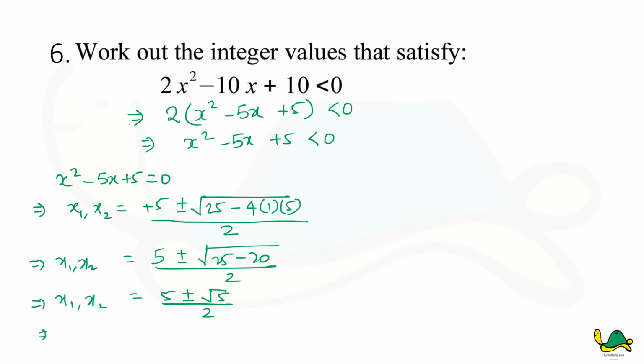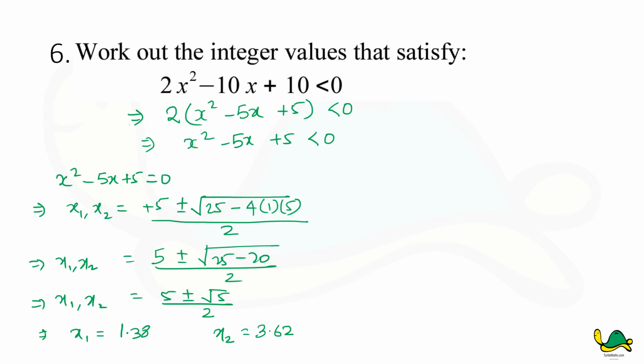Let's simplify it. That means my x1 is going to be equal to 5 minus root 5 divided by 2, which would be approximately equal to 1.38, and my x2 is going to be 5 plus root 5 divided by 2. You can use your calculator and you will get 3.62 approximately. These are the two answers.